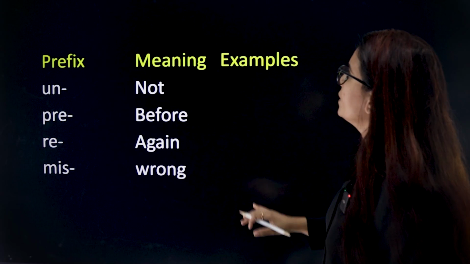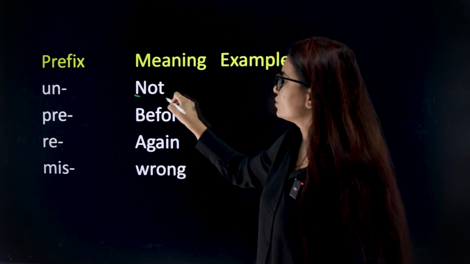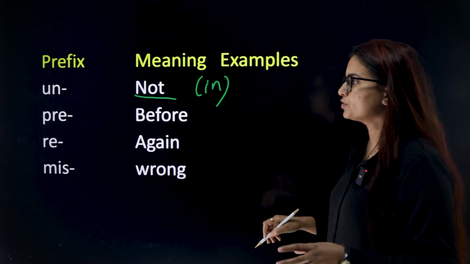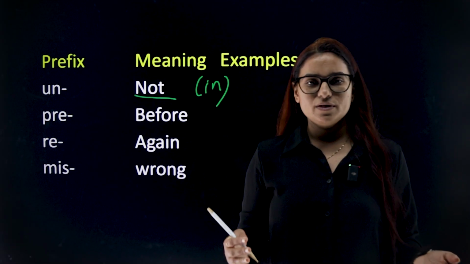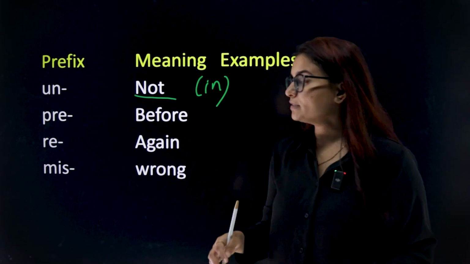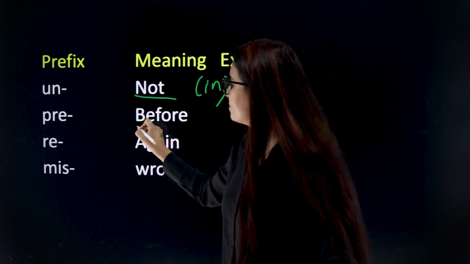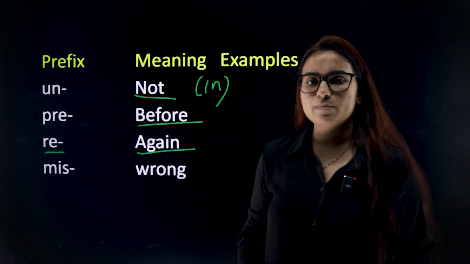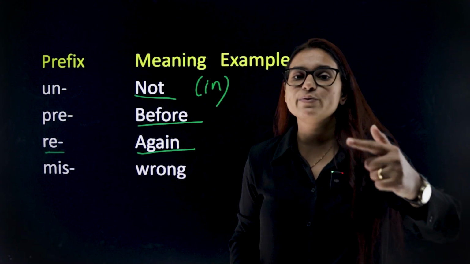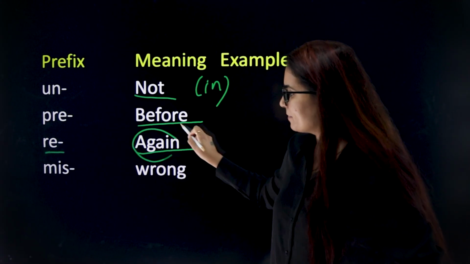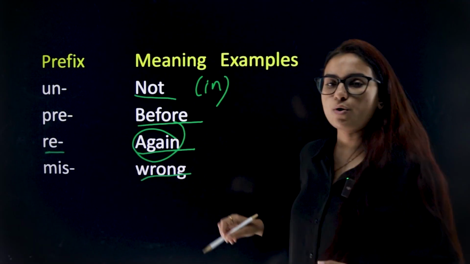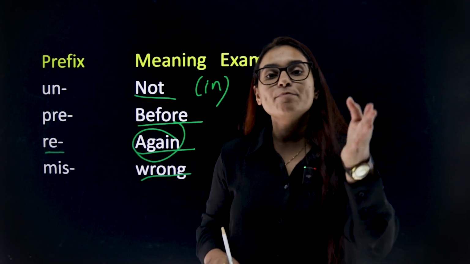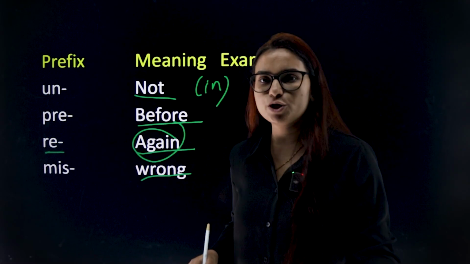These are some examples. We have un, which becomes not. Even in becomes not. In and un both become not. For example, I'm happy. I'm unhappy. Then we have pre, which becomes before. Then we have re, which becomes again. For example, I say write, and then I say rewrite. Again. Then we have mis, which is wrong. For example, pronunciation means to pronounce something. Mispronunciation means you're doing it wrong.